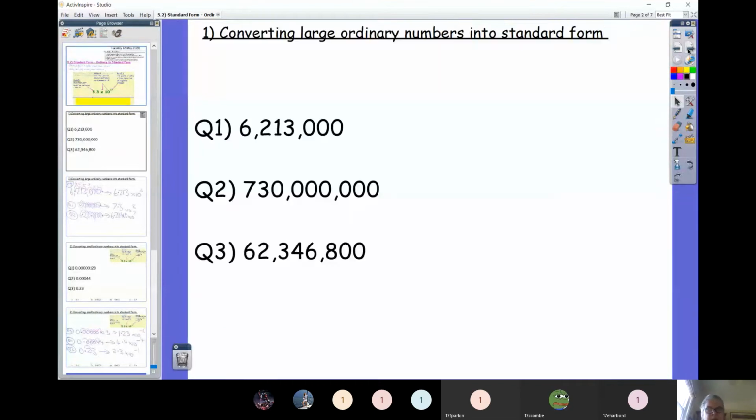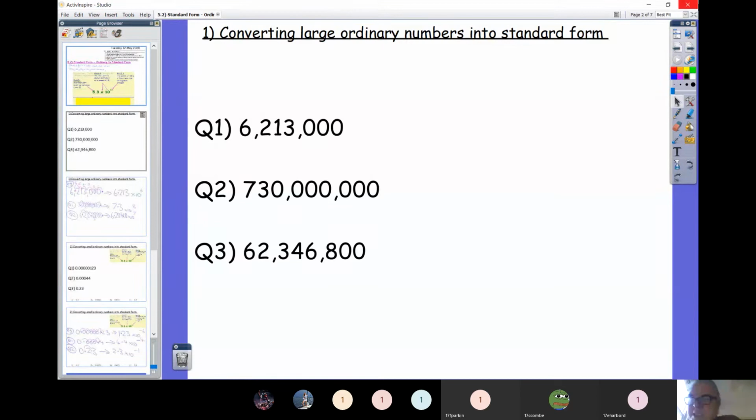So I'm going to try and do these sort of live on the screen, so just excuse me while I just take the keyboard off. So here we've got some normal numbers, ordinary numbers, and we want to convert them into standard form. And obviously these are all large numbers.